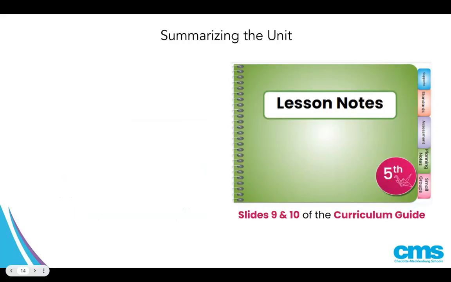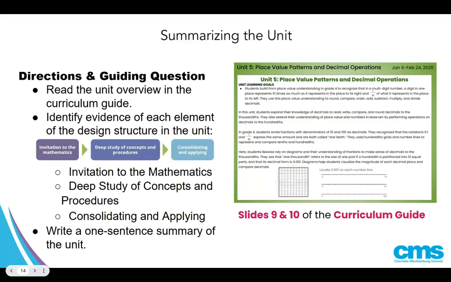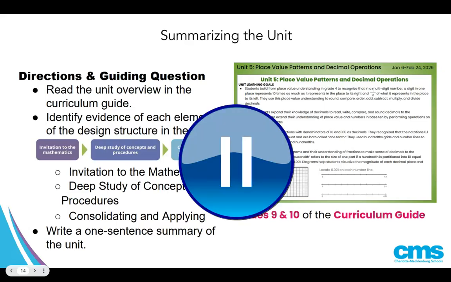Let's move to summarizing the unit on your note catcher. This is located at the beginning of the lesson notes in the curriculum guide. Read the unit overview on slides 9 and 10 of your curriculum guide. When you finish, try to summarize the gist of the unit in a sentence. Then discuss with your team how the unit follows the design elements of invitation, deep study, and consolidation. Pause the video to complete this task.